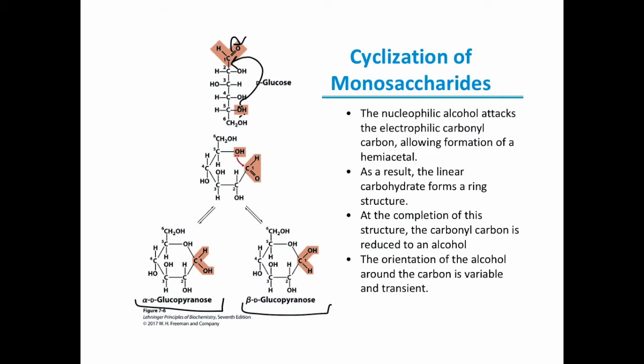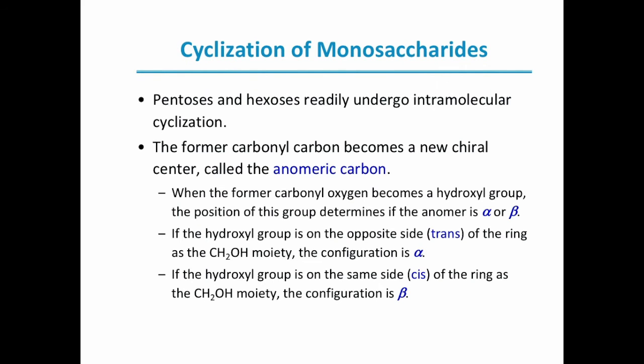And all of these reactions are reversible. So the cyclization would give the ring, but then the reverse reaction would break the ring and then give the linear form back. The former carbonyl carbon becomes a new chiral center, and it's called the anomeric carbon. And the position of the hydroxyl group that's formed determines if the anomer is called alpha or beta. If the hydroxyl group is on the opposite side of the ring as the CH2OH moiety, the configuration is alpha. If it's on the same side, it's beta.